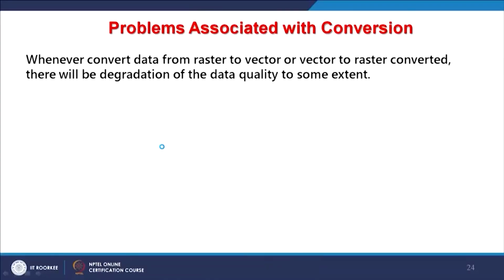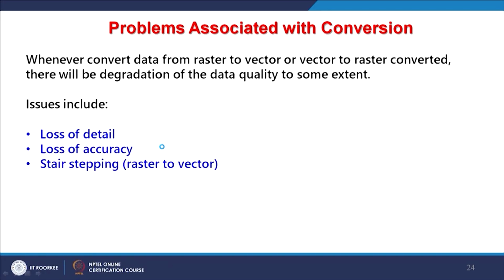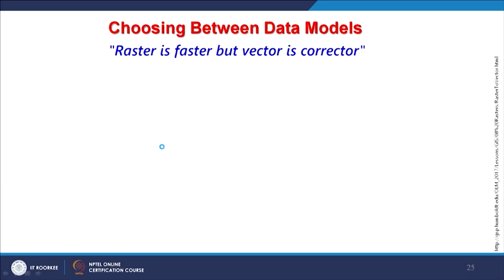So, the problems I have already mentioned. Very briefly we will go through them. Whenever you convert from one format to another, there will be degradation of the quality of data. Many examples I have shown, and the issues include loss of details, loss of accuracy, stair steps in the case of raster to vector, and changes to the original data, and so on.